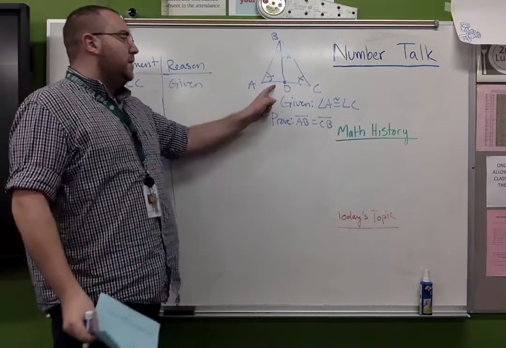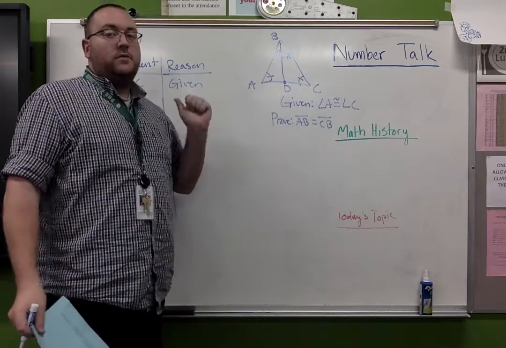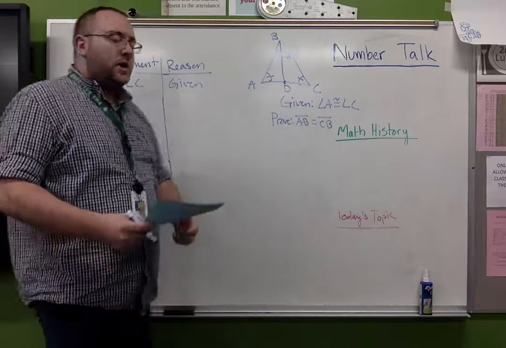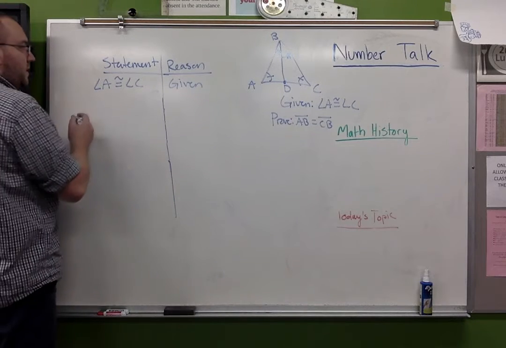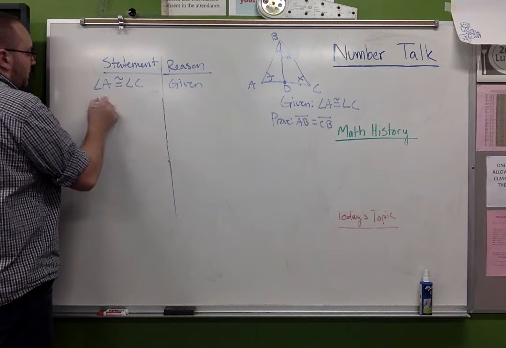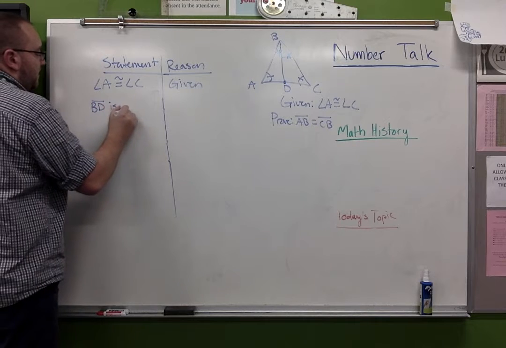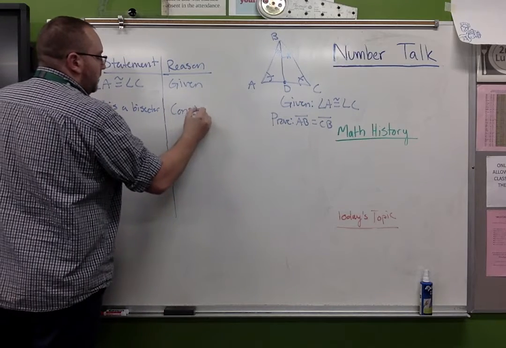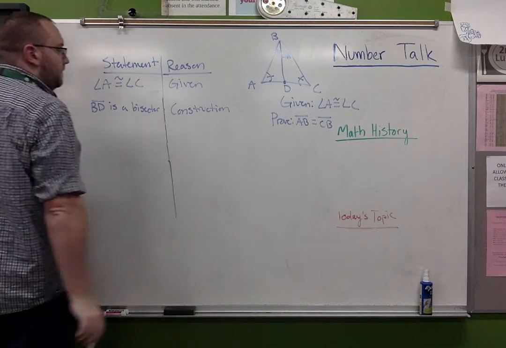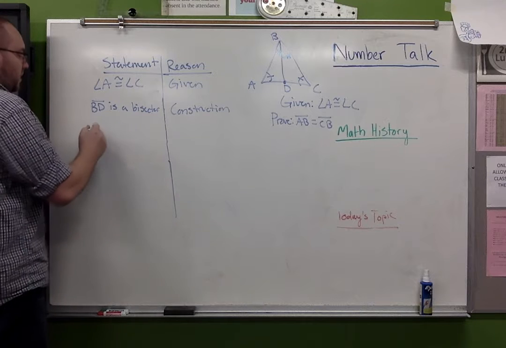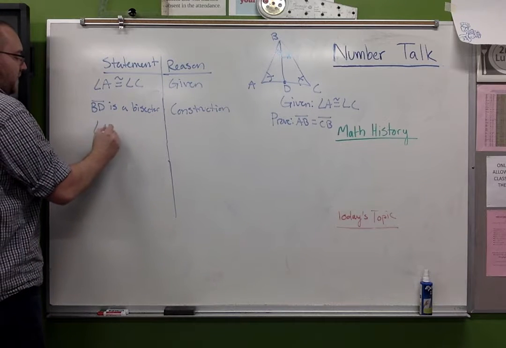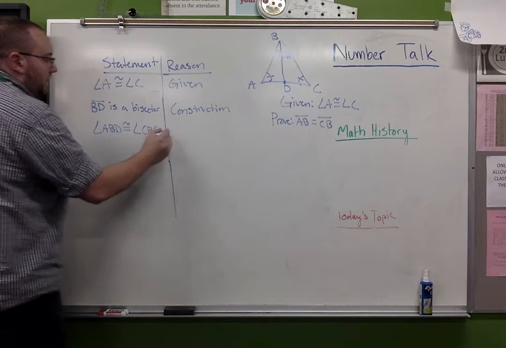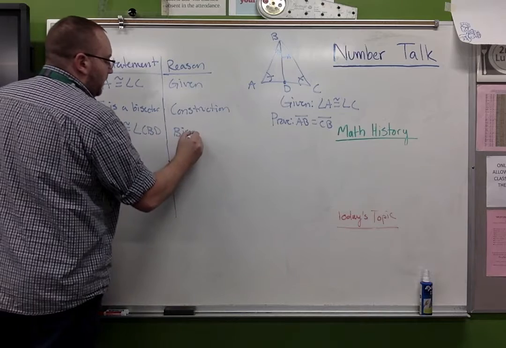Now we don't know if this is a midpoint. Okay? The last one we knew it was a midpoint because we created it that way. We didn't create a midpoint this time. We created a bisector. So our construction is line BD is a bisector, and that is by construction. Right? That's what we just constructed. And then because of the bisector, angle ABD is congruent to angle CBD, and that's because of the definition of a bisector.